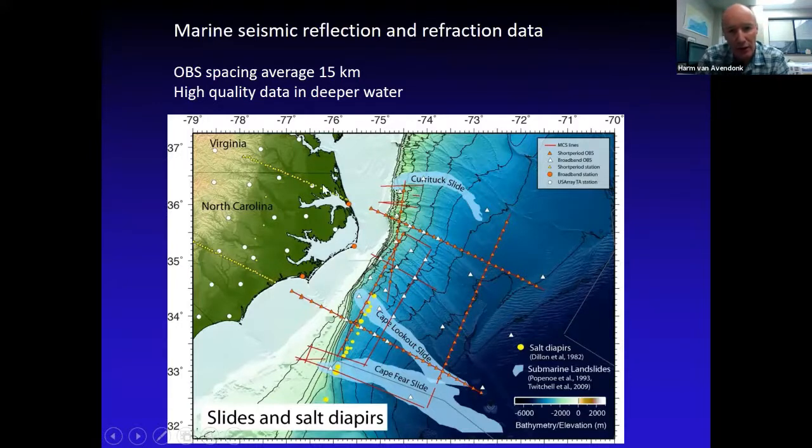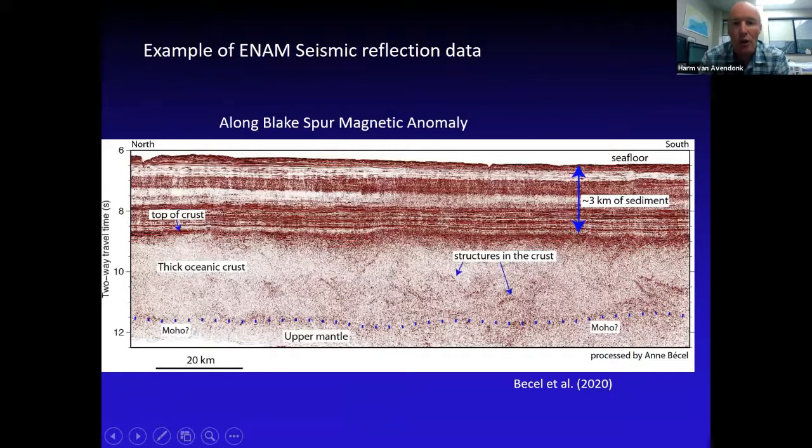So we'll be showing data from these two lines crossing the margin, and also a line parallel to the Blake Spur magnetic anomaly. Besides the seismic refraction data, we also have great seismic reflection data shown here. This was processed by Anne Bissell, where we see very clearly the top of the basement. We see a little bit of the Moho.